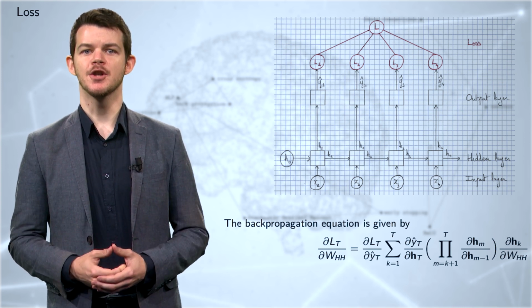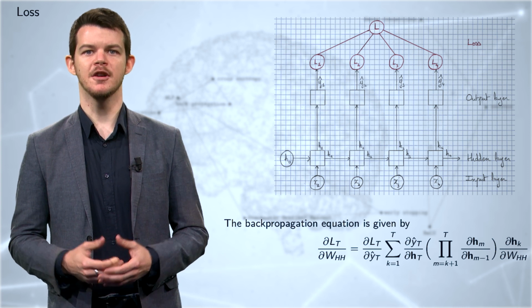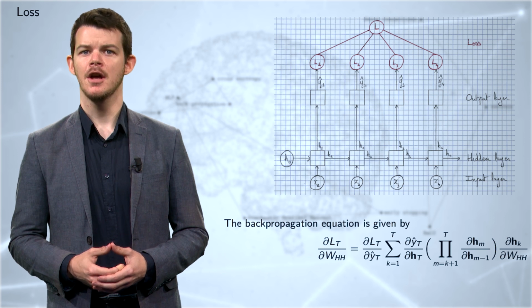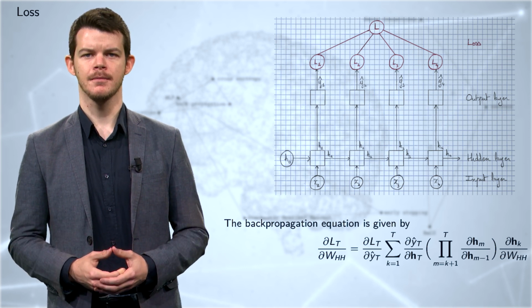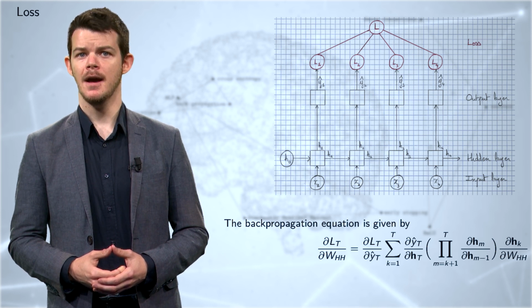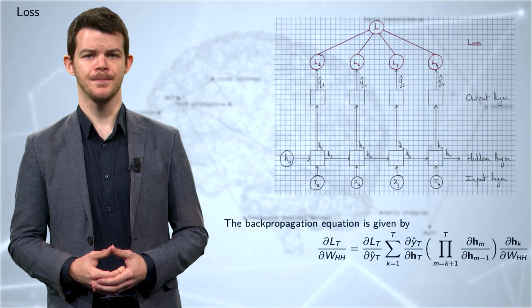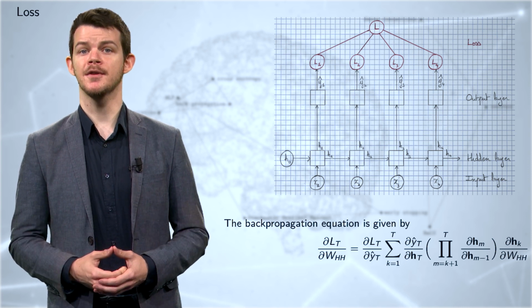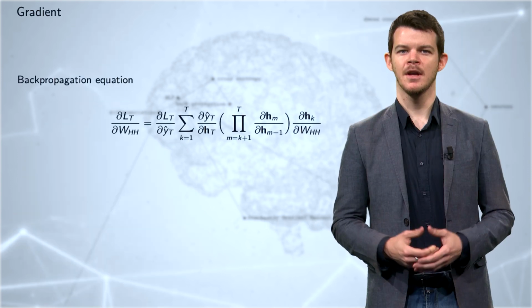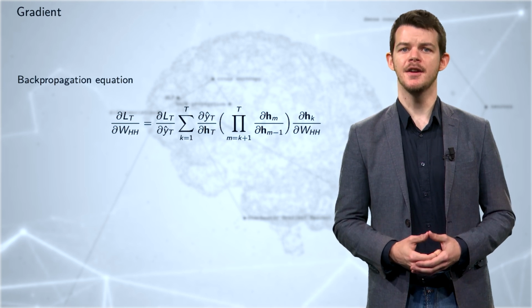Since WHH appears both directly in the expression of H4 and in the expression of H3, you can apply the chain rule. Similarly, WHH appears both directly in the expression of H3 and in the expression of H2. Applying the chain rule recursively through the hidden states of the network gives the backpropagation equation. The backpropagation equation is displayed here.